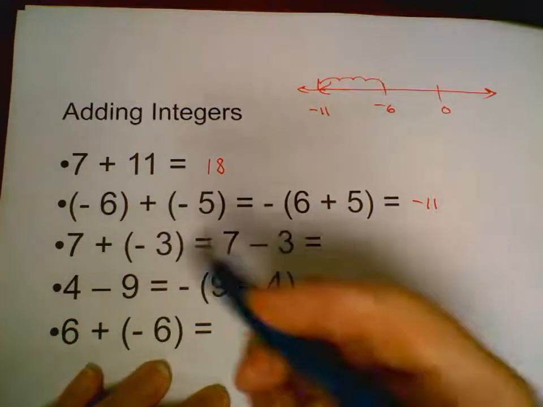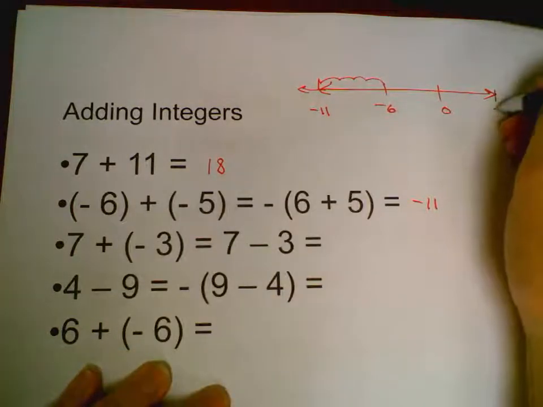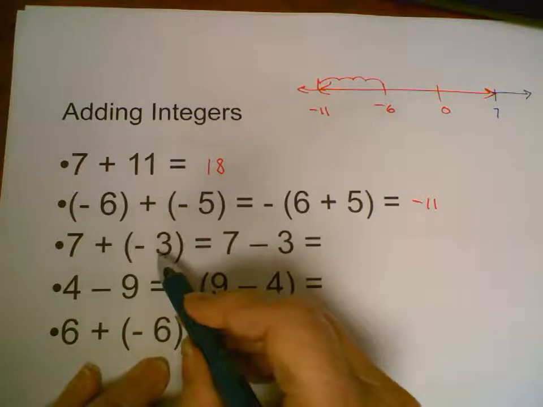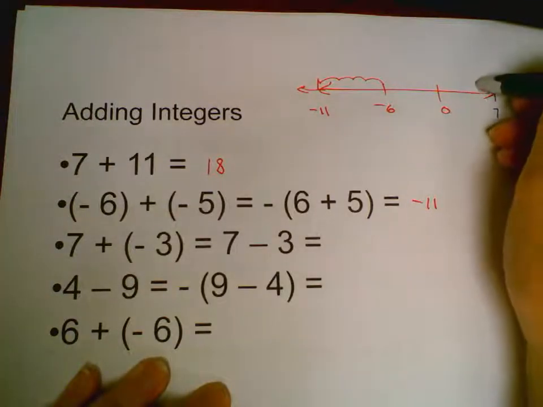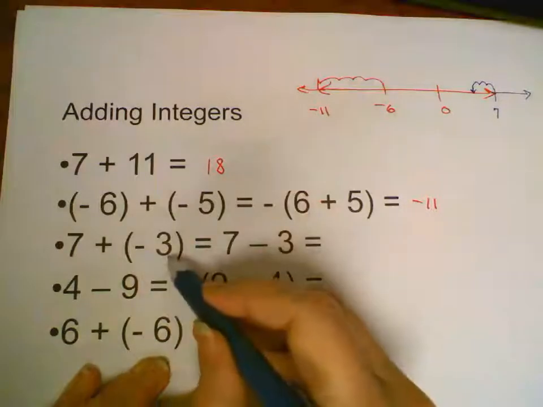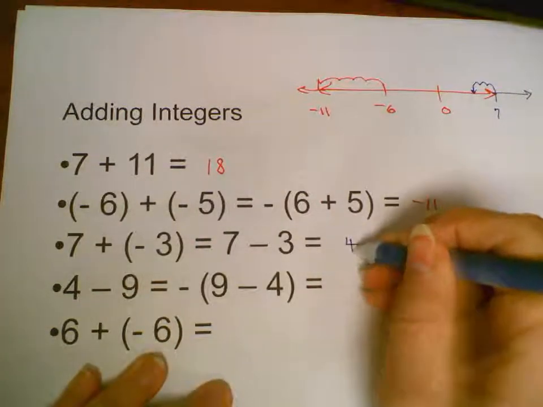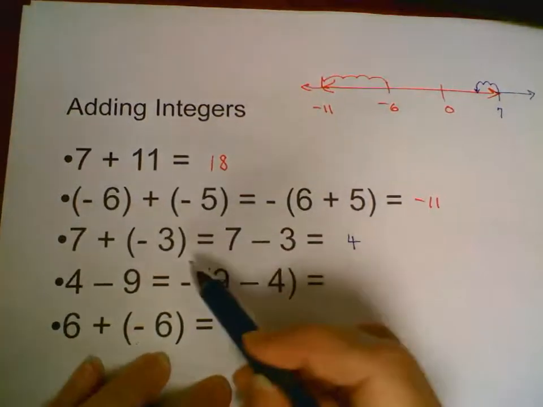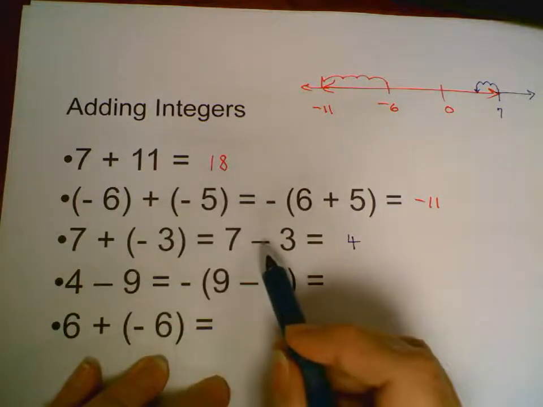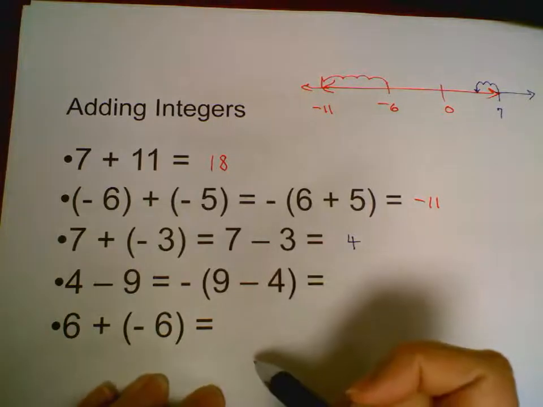What if I'm up here at positive 7 on the number line and want to go backwards 3? 1, 2, 3. Where did I land? 7 minus 3, I landed at 4. So we need to train our students that minus 3 is the same as subtracting 3.